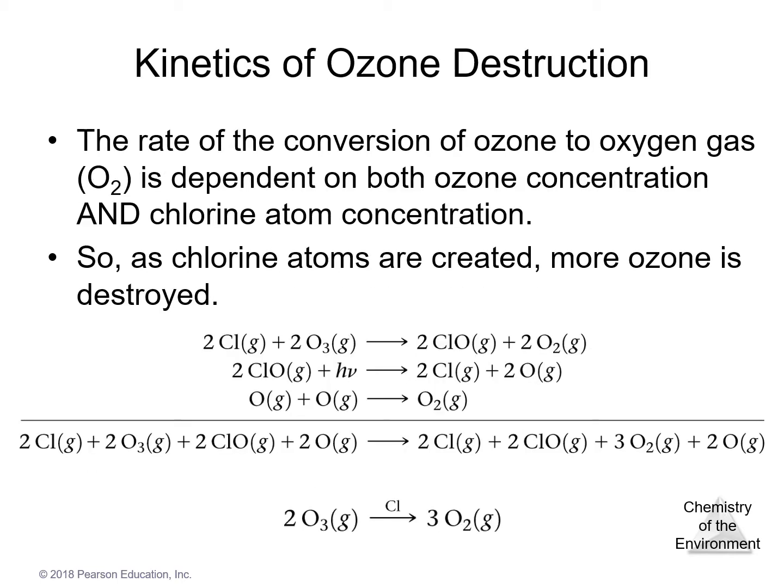Now here, the rate of conversion of ozone to oxygen gas is dependent upon ozone concentration and chlorine atom content. So the more chlorine atoms you create, the more ozone you destroy.